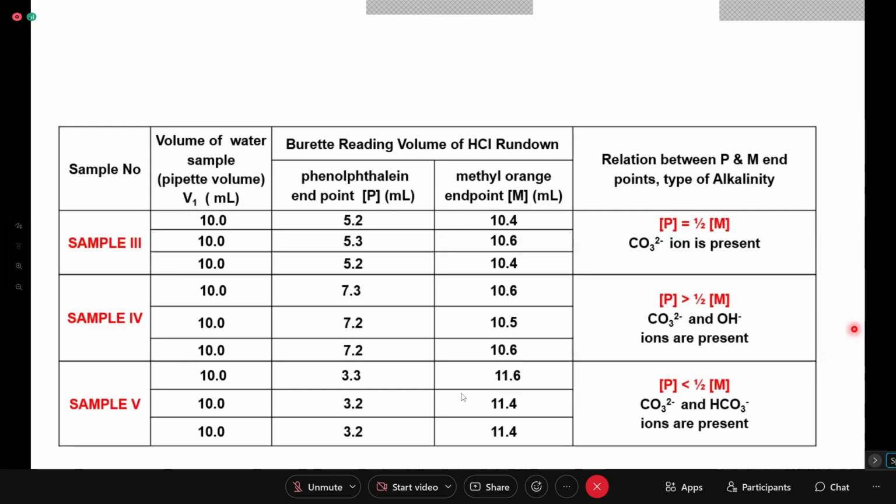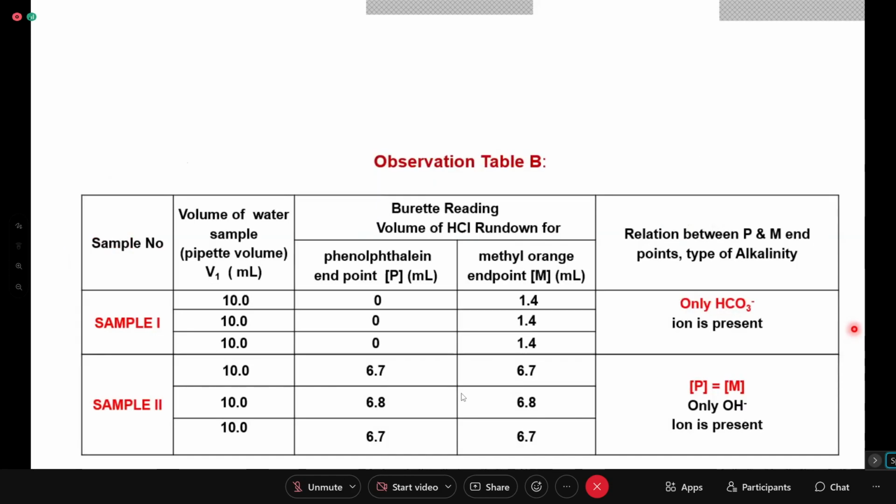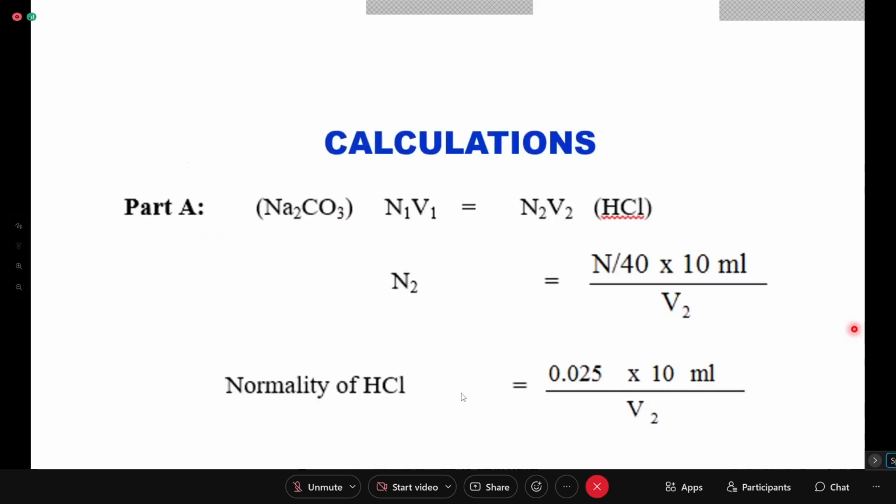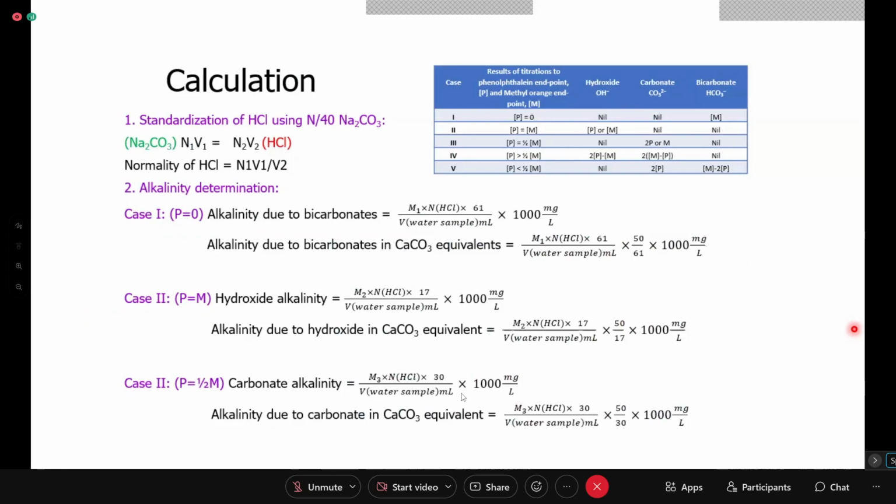You can go ahead. Okay, so these are the observation tables, and you are supposed to write these observations on the left hand side with pencil, and then you go for the calculation as given here. See, these calculations are there. For case 1, P is equal to 0. Alkalinity due to bicarbonate is the volume of HCl, M1, this corresponds to this M value, or volume of HCl into the normality of HCl upon the volume of water sample.